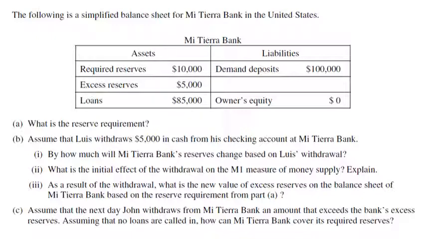Now one thing you have to look for, some people have the tendency to add 10,000 and 5,000 together, and so they would get the answer of 15%. Banks only have to legally hold on to the required reserves. In this particular example, they've loaned out $85,000 and have chosen voluntarily to hold on to an extra $5,000. That's what the excess reserves are. So for the reserve requirement, we're only interested in what the required reserves would be.